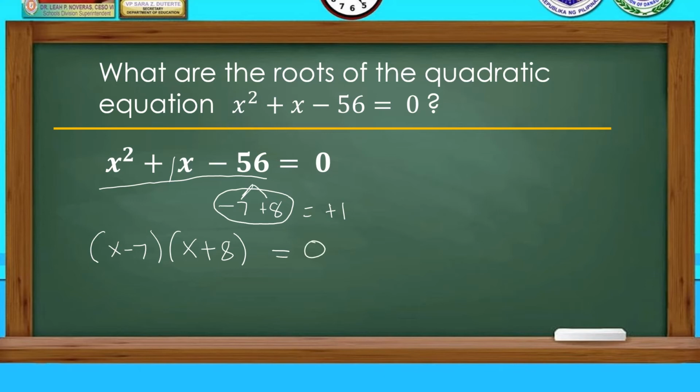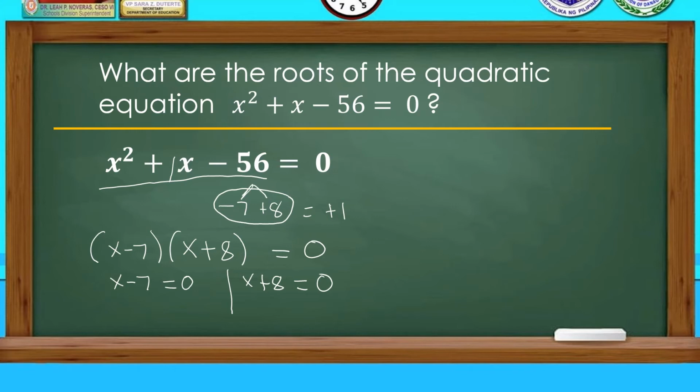Second step, apply the zero product property. We equate each factor to 0. So we have x minus 7 equals 0, and the other, x plus 8 equals 0. The third step is to solve the resulting linear equations. So we will start here.